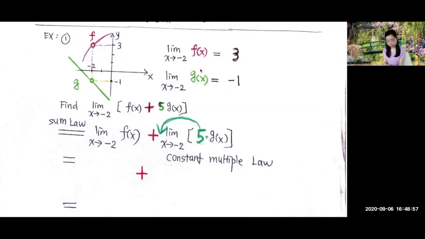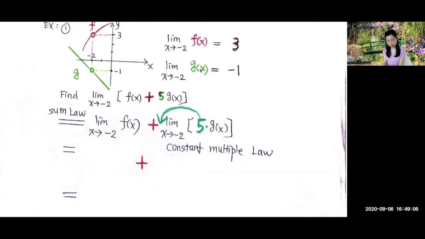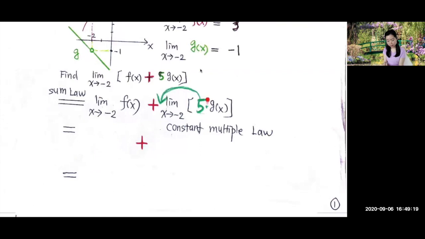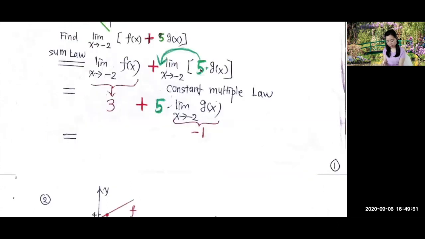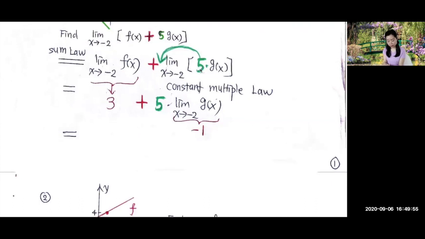Now, if we try to find the limit of f of x plus 5 times g of x as x approaches -2, first, we're going to use the sum law. So we break it apart: it's the sum of this function and this function. And then for this part, we're going to use the constant multiple law. The 5 here is a constant multiple of this function, so we can bring it in front of this limit. Now we know that the limit of f of x as x approaches -2 is equal to 3. So this is 3. And the limit of g of x as x approaches -2 is -1. So this part is -1. So 3 minus 5 is -2. So the limit here is -2.